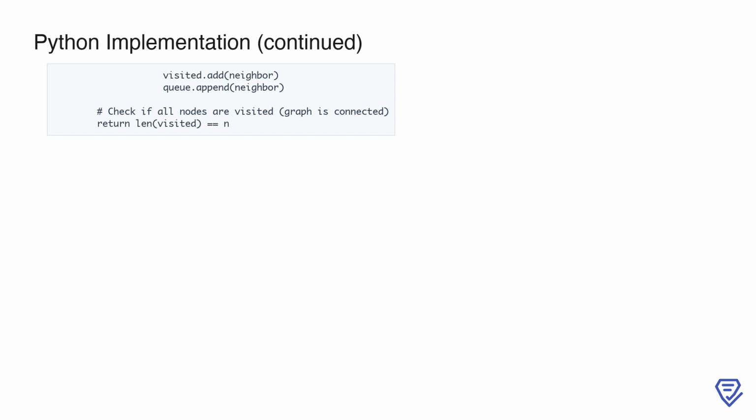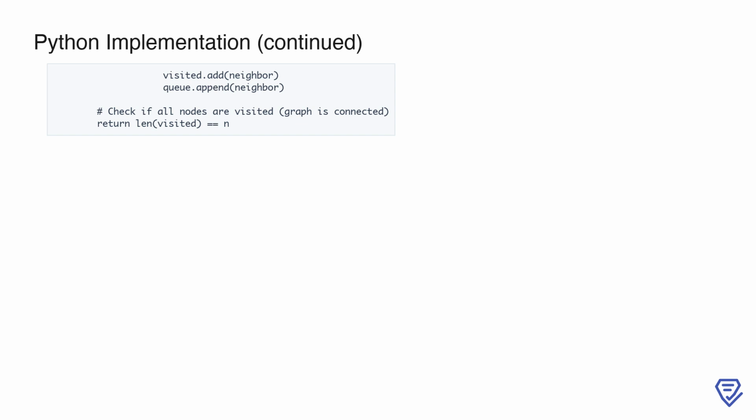For each node being processed in the BFS, we iterate through its neighbors in the adjacency list. If a neighbor has not been visited yet, we mark it as visited by adding it to the visited set and enqueue it to explore later. This ensures that all reachable nodes are processed.